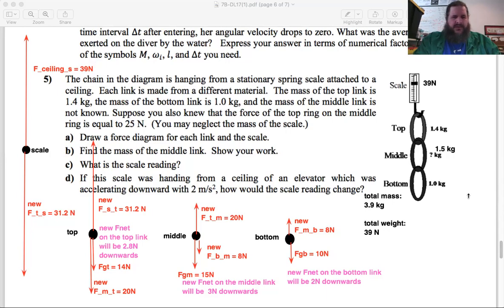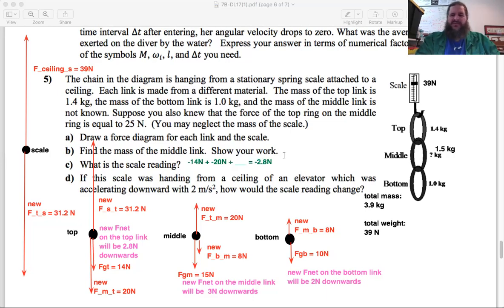Why is the scale's force on the top link 31.2 newtons? It needs to balance out not only the 20 newtons from the middle link, but also the 14 newtons from gravity. So gravity on the top link plus the middle link's force on the top link is a total of 34 newtons downwards. So we need 31.2 newtons upwards so that the total is still 2.8 downwards. In terms of components, you've got 14 newtons downwards plus 20 newtons downwards plus some unknown equals 2.8 newtons downwards.